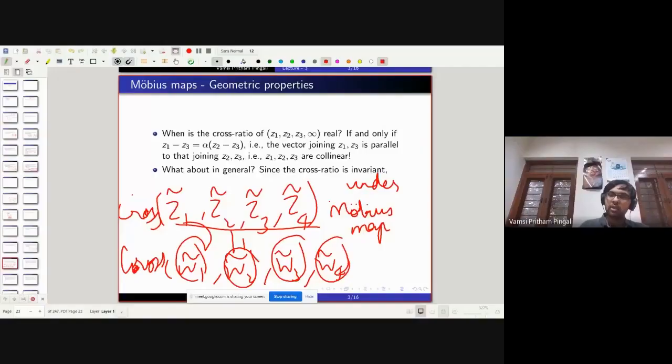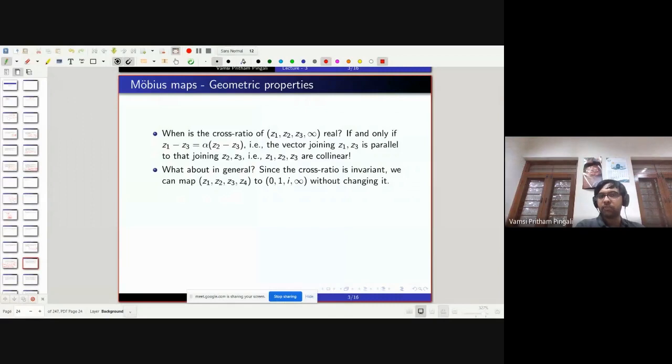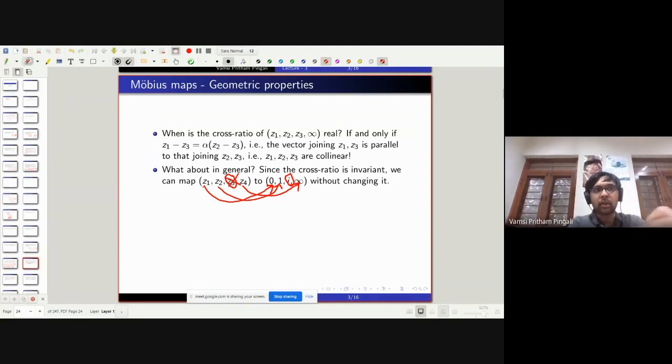So since this cross ratio is invariant, we can, let's put it this way, sorry, this statement is not quite correct. So you can make sure that Z4 goes to infinity, Z1 goes to 0, and Z2 goes to 1. This can be accomplished by means of a single Mobius transformation. And that Mobius transformation is unique. Unfortunately, such a Mobius transformation need not take Z3 to i. So this is actually a wrong statement. I'll correct it later on.